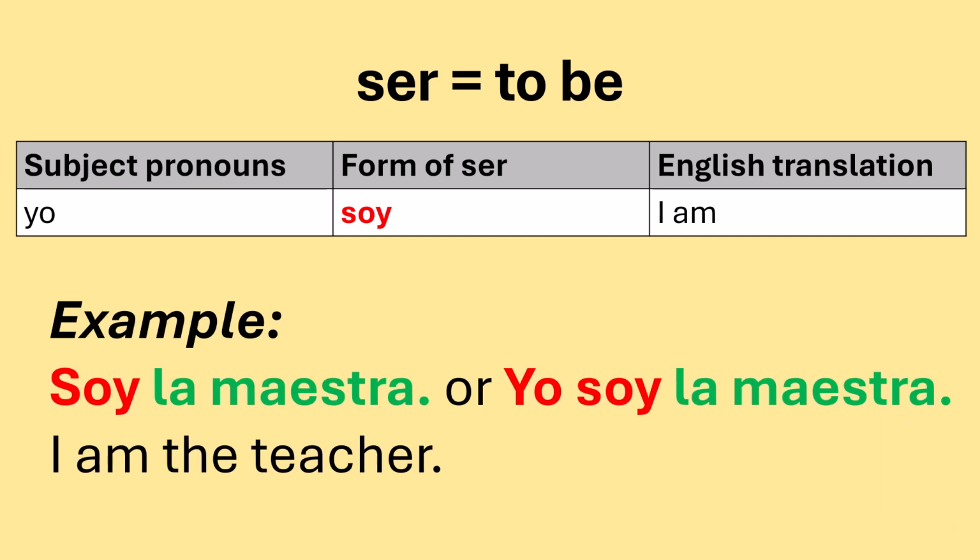In Spanish, it's not always necessary to use the subject pronoun. You can say soy by itself for I am. You just add the yo if you want to emphasize I, like I am the teacher. Soy la maestra. Yo soy la maestra.